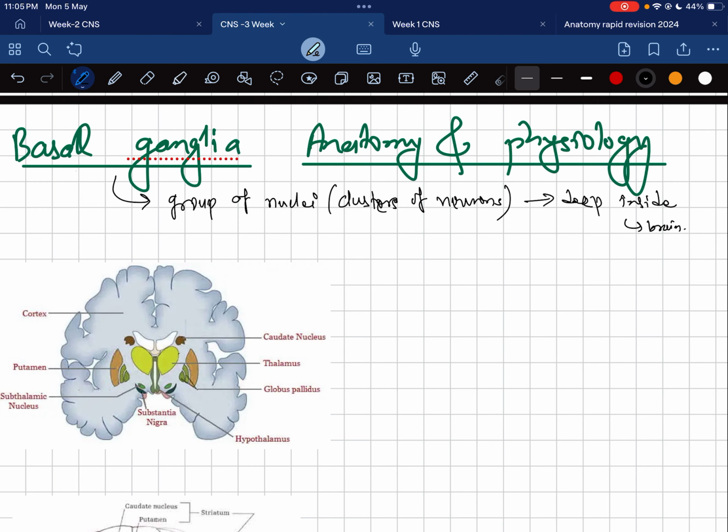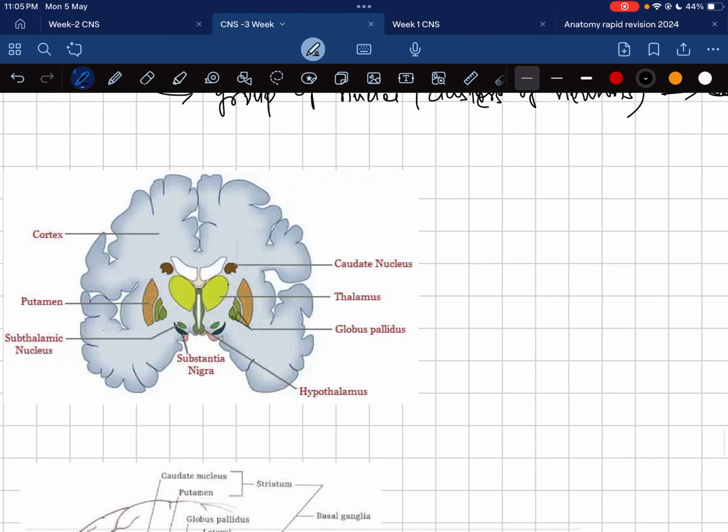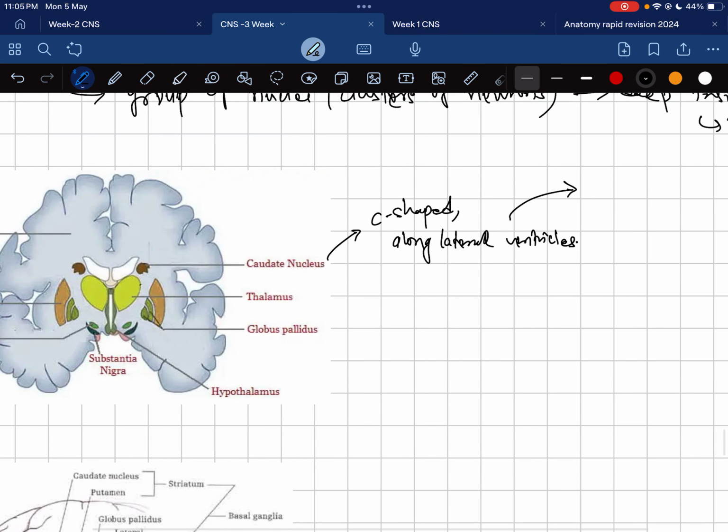So what are the components? There is the caudate nucleus, and I am going to explain its shape and location. The caudate nucleus is C-shaped and lies along the lateral ventricles. Its main function is that it is part of the input center.